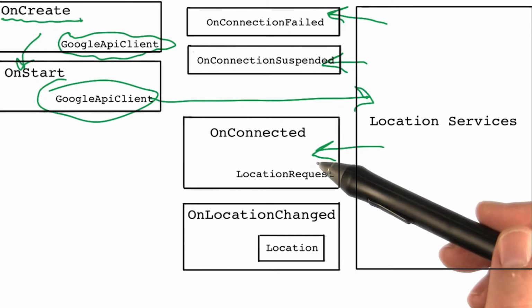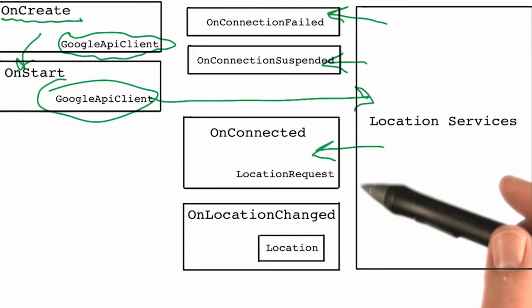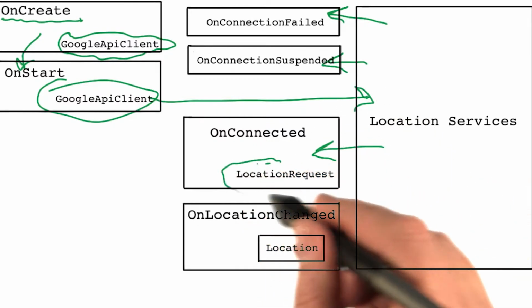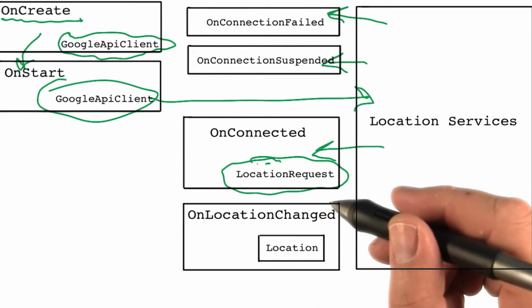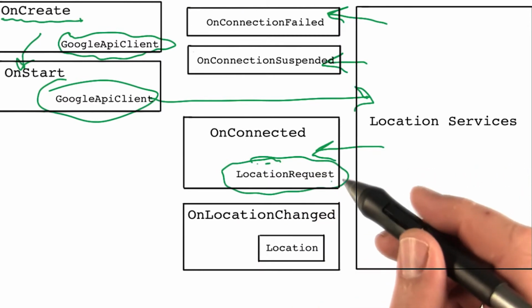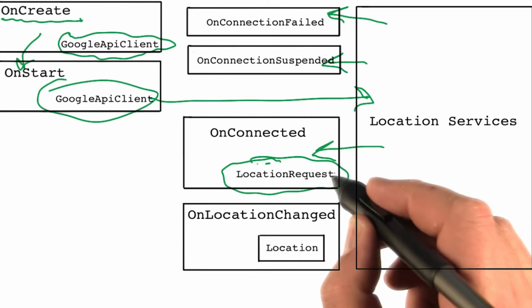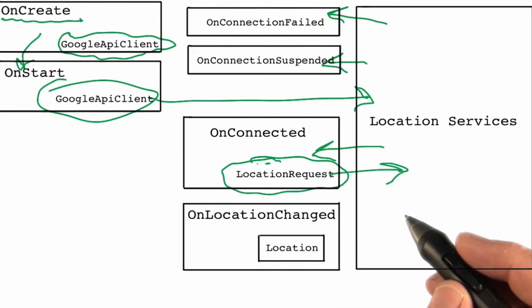Now let's look at onConnected. In this method, we'll create a new location request object. We'll set its priority, we'll set its interval, and then we'll start requesting updates from location services. We'll see what that code looks like in a moment.